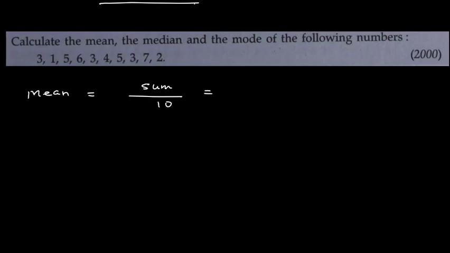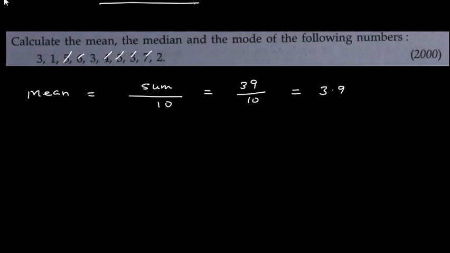Now what is the sum? 3 plus 1 is 4, 4 plus 2 is 6, 6 plus 4 is 10, 10 plus 5 is 15, 15 plus 3 is 18, 20, 22, 22 plus 8 is 30, 30 plus 9 is 39. The sum is 39, divided by 10, and it is 3.9. Let us cross verify once more. 5 plus 5 is 10, then 6 plus 4 is 10, then 10 and 10 is 20, then 7 plus 3 is 10, so 30, then 3, 6, 8, 9. So 39 upon 10 is 3.9.